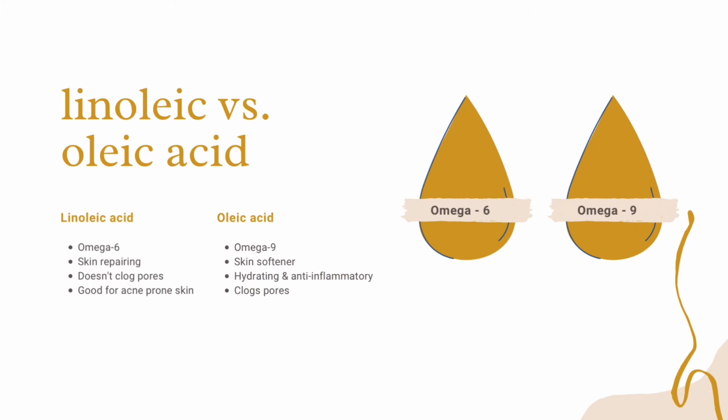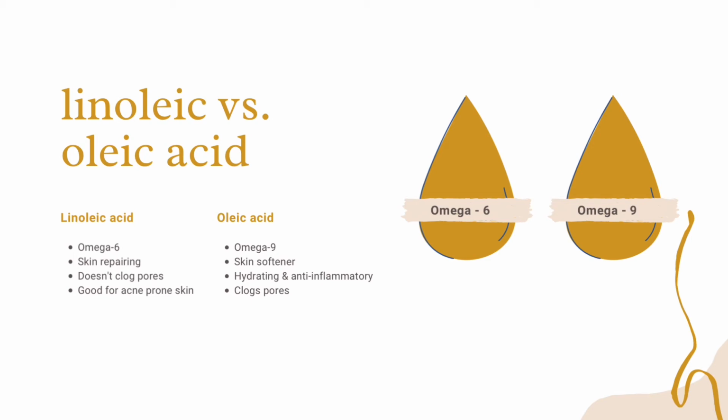So the second thing that you should look out for when choosing an oil is the amount of linoleic and the amount of oleic acid in your oil. So oils always exist of fatty acids, which can be linoleic or oleic. And the main difference is that linoleic acid, which is also known as omega-6, is really good at skin repairing. So it's really good at repairing a skin barrier or skin disorders like eczema, psoriasis. And it does that without clogging your pores.